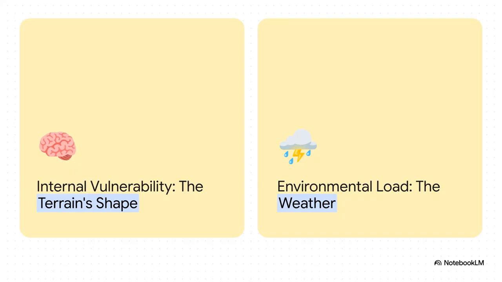Now this is where the BKM gets really, really elegant. It gives us a brand new way to think about that old nature versus nurture debate. Our nature, our internal vulnerability, that's the fixed shape of the terrain. But nurture, the environmental load we deal with, that's like the weather. And a heavy enough storm can flood even the most stable landscape.